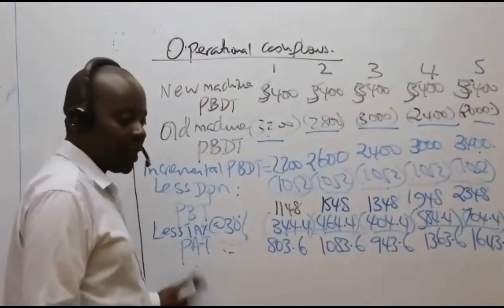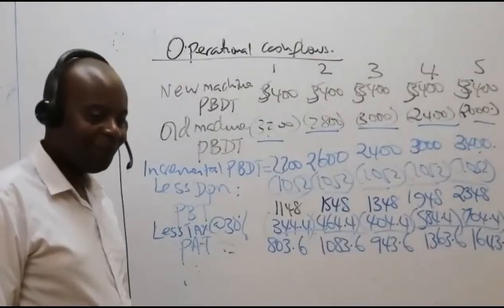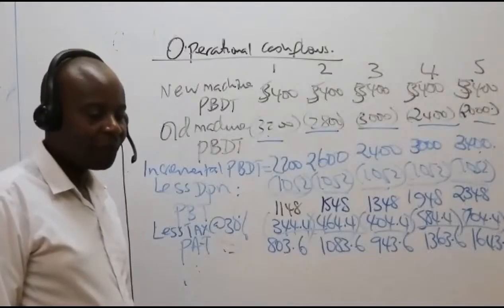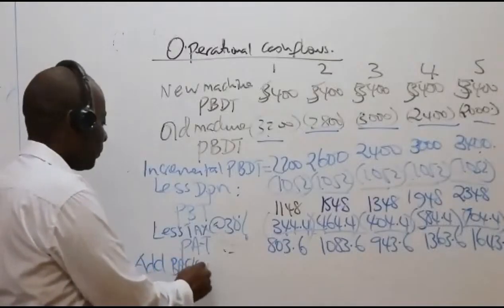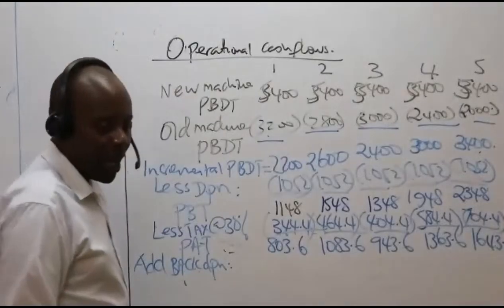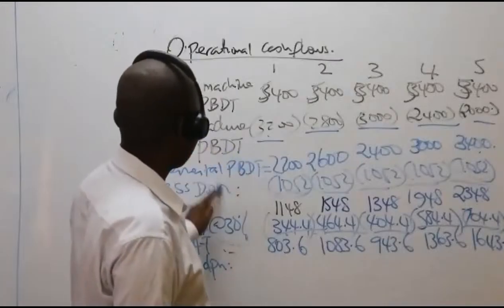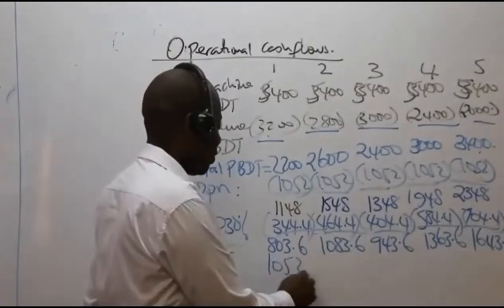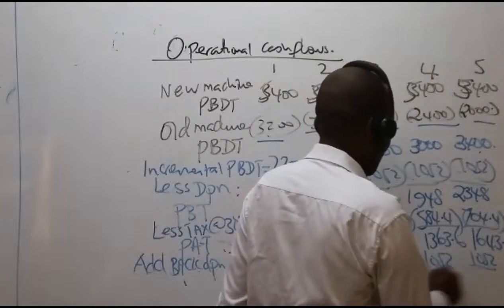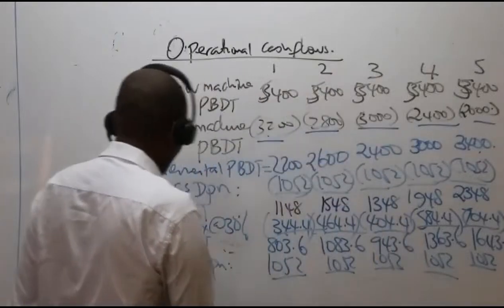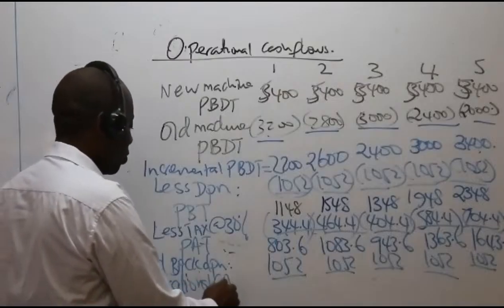So having gotten this profit after tax, what do you think will be the next thing to be done? We add back depreciation. So depreciation we are adding back. Remember the figure here is 1052. So please, you are adding back for us to be able to get what we call operational cash flow.